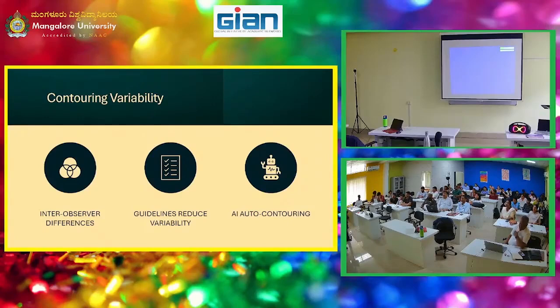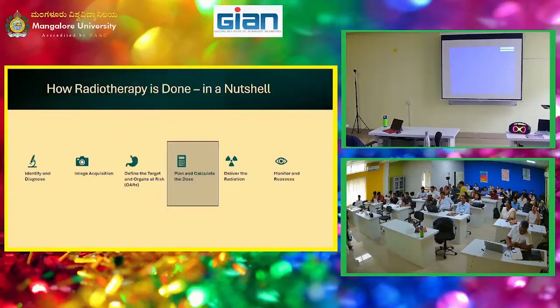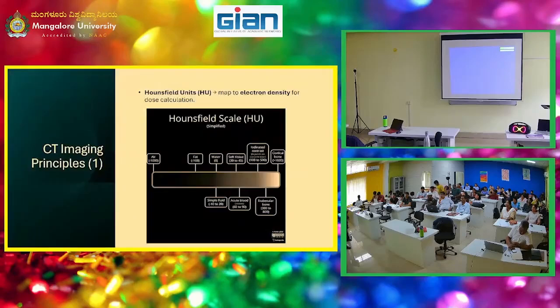Guidelines reduce variability, of course. So standardization, including AI, is going to reduce variability. And AI auto contouring, same idea, because it's the same algorithm contouring every day, all patients. That provides standardization, and that's a good thing because it reduces variability. Okay, so what do we do for planning?